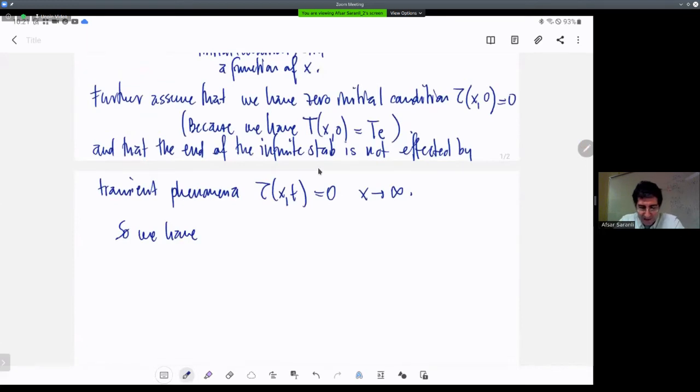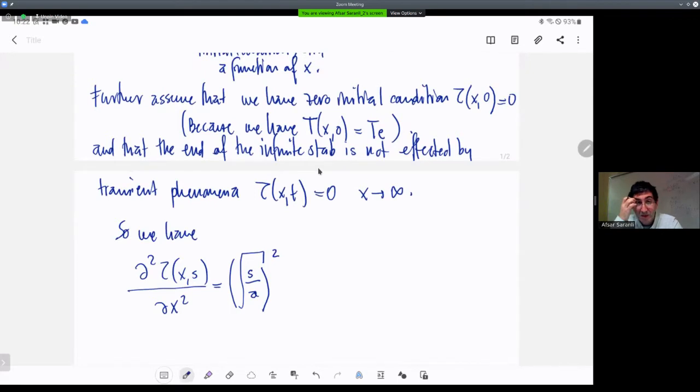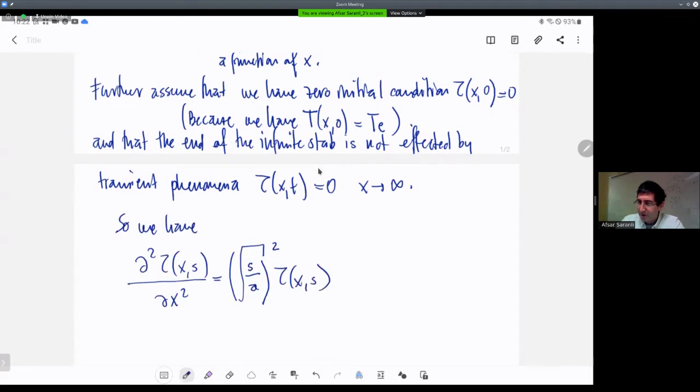Okay, so we have basically from that, because the initial condition also is gone, del square tau xs over del x square is now equal to, I'm going to basically write it this way, s over a square root and square. Okay, so that cancels the square root, but you will see why I'm writing it this way, because it makes it kind of easier to see why the solution is as is. Okay, so tau xs over here.